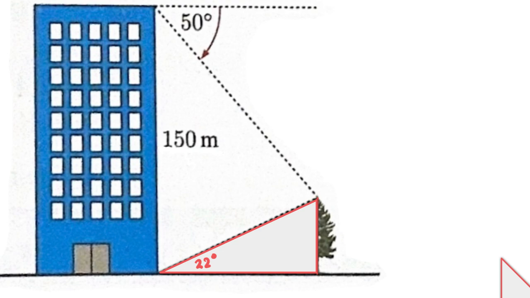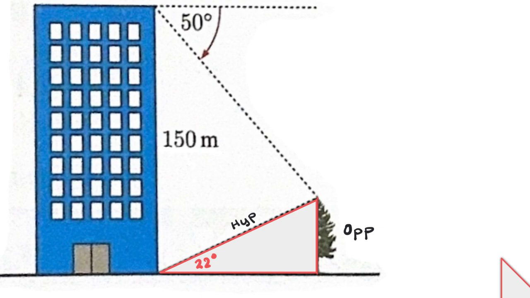In this triangle, the tree will represent the opposite side, and therefore I need either the hypotenuse side or the adjacent side. So I'm going to have a look at the hypotenuse side, which is this side over here, because this side is part of a bigger triangle over here, this huge triangle, with the wall of the building being 150 meters.